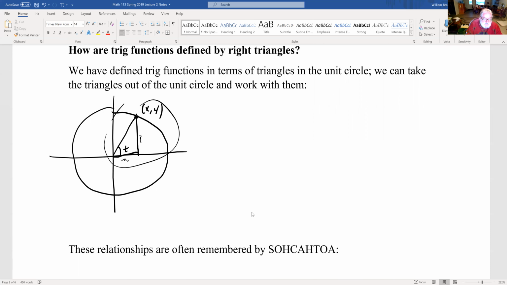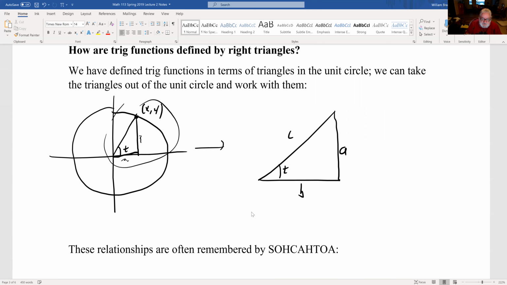So we can take the triangle out and just say, well, here's an angle T, here's a side A, here's a side B, here's a side C. This is often called the opposite because it's the side that's opposite from the angle T. This is the adjacent, and this is the hypotenuse. Hypotenuse, HYP. So what is cosine of t? Cosine of t was x, so that's going to be the adjacent over the hypotenuse, right? The x over the radius.